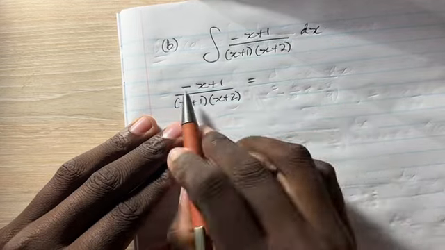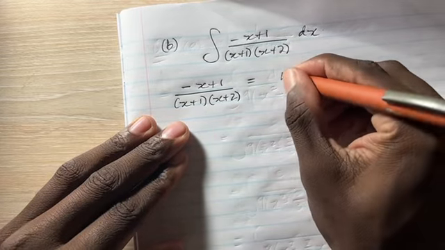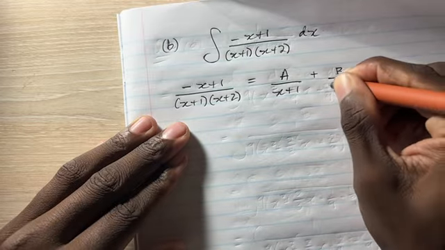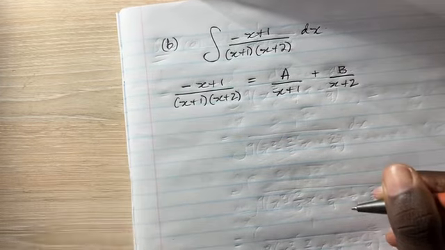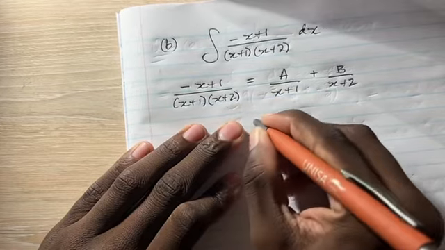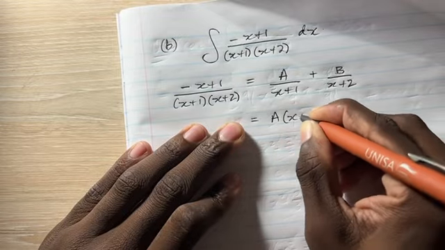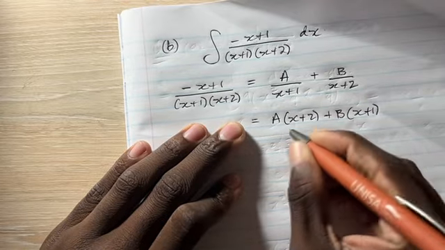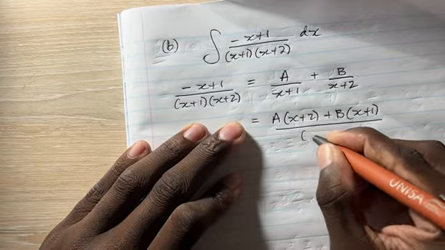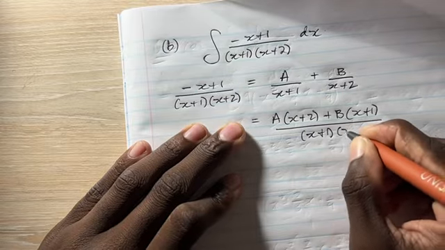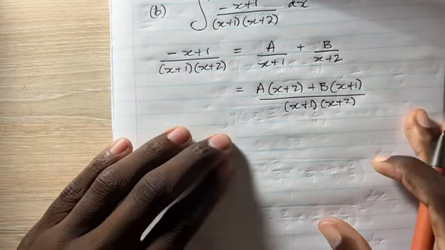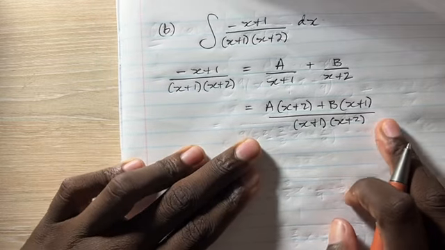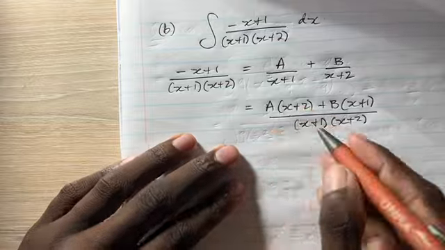Okay, so if we decompose into partial fractions, we're gonna have a over x plus 1 plus b over x plus 2, right? And then if we cross multiply, we get a into x plus 2 plus b into x plus 1. Again, you need to make sure you understand your block 1 work because it will be required sometimes, especially partial fractions. They like bringing out this question, so make sure you at least know how to do the basic ones.